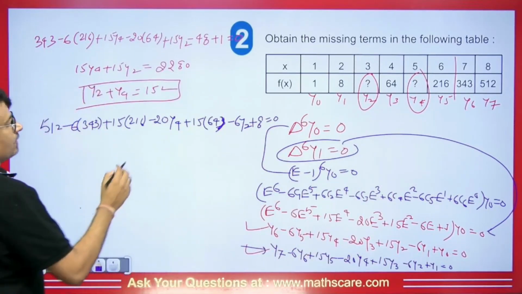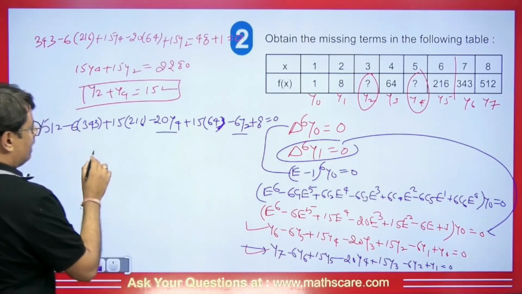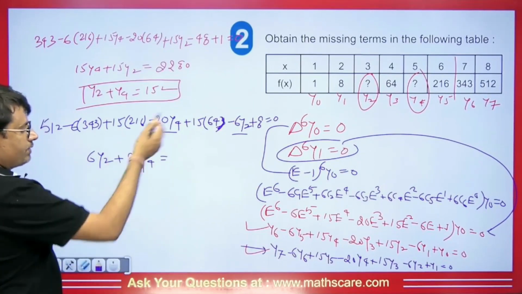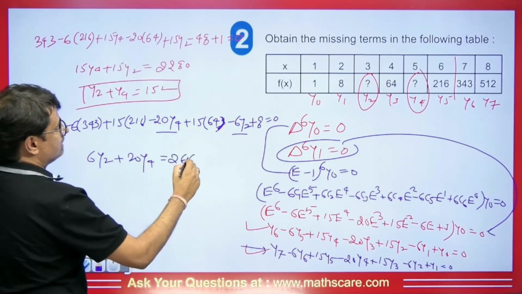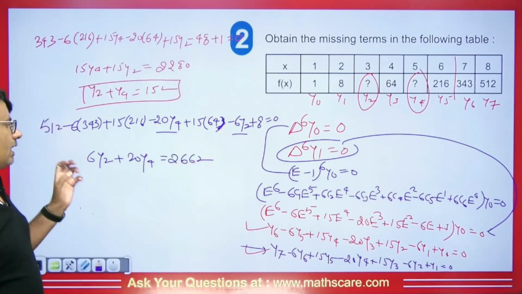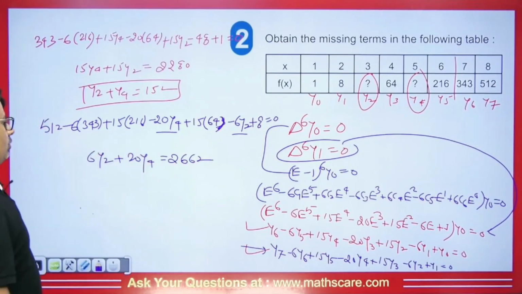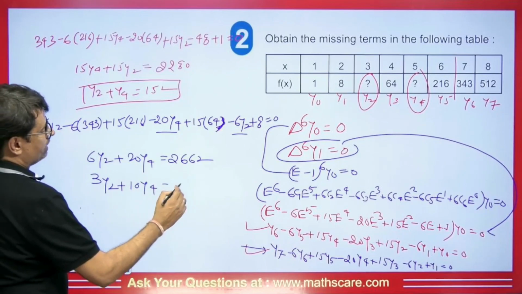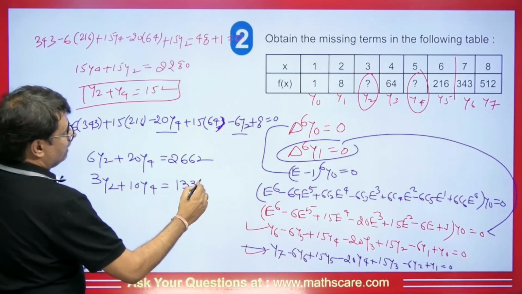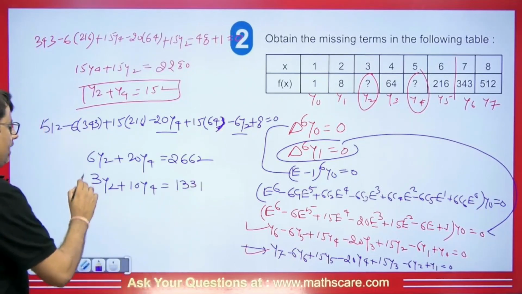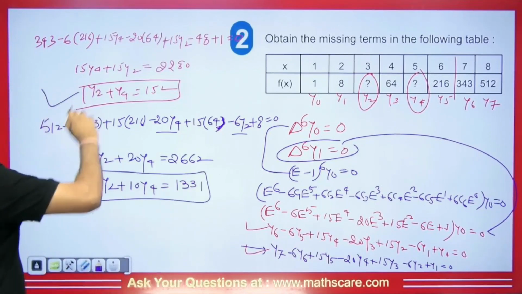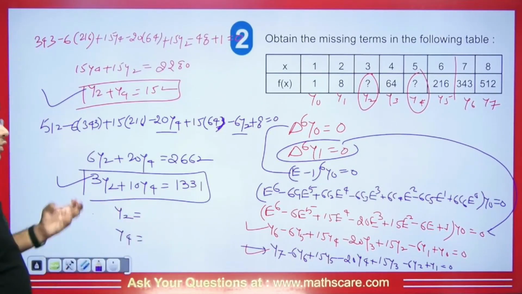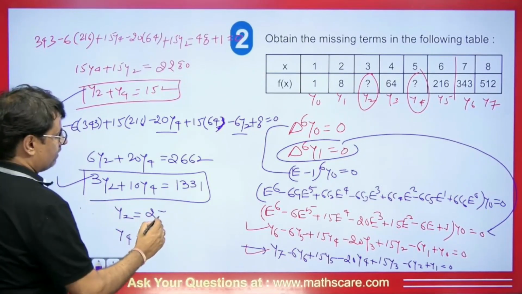Now if we simplify this, the equation we have coming out, students, is 6y2 plus 20y4 equals, when we simplify this, the value will be 262, right? If you want, you can divide it by 2. This will give us 3y2 plus 10y4 is equal to 1331, right? So in these two equations, we will solve them and we will have y2 and y4 value. So students, y2 and y4 values will be 27 and 125.